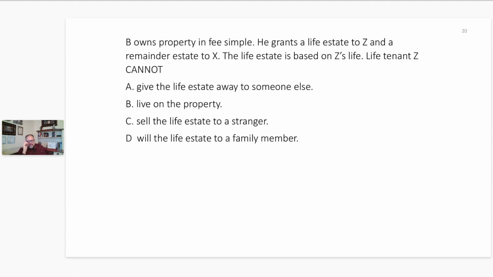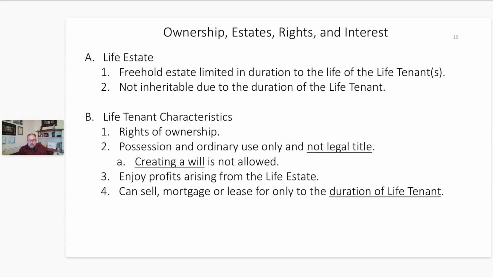All right, got a couple of mixed answers, but this is what we're here for. Let's straighten this out. Remember, let's go back over this real quick. Life estate is possessory. You don't own the property legally. You own the life estate, which means you can live there as long as you're alive. What you can't do is create a will, because when you die, it goes back to the original owner. So there can be no will created for your family if you live in it under a life estate purchase.